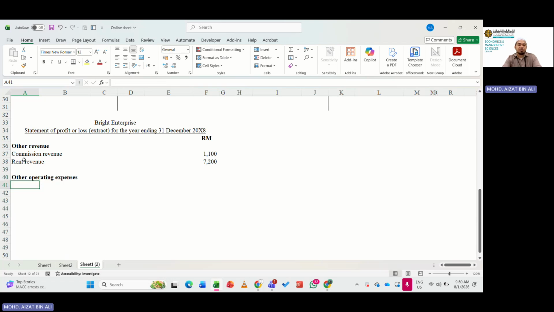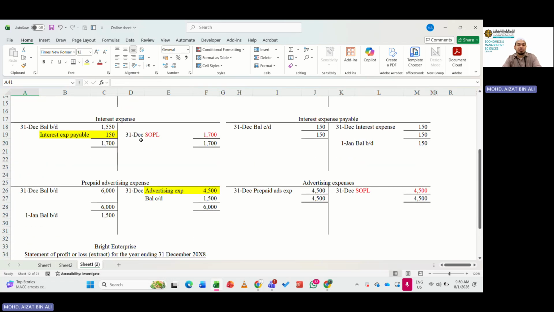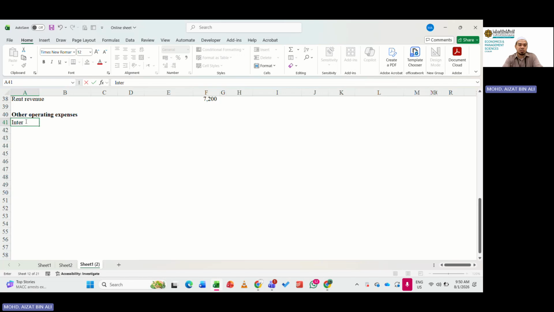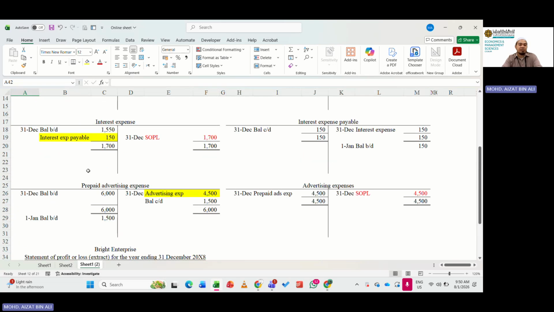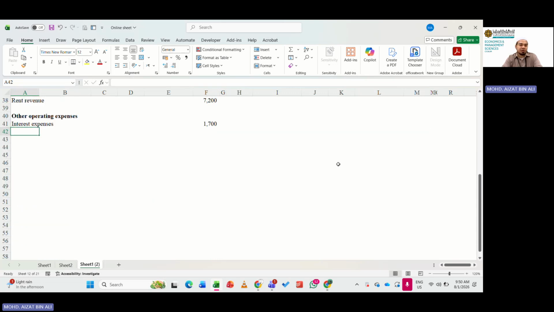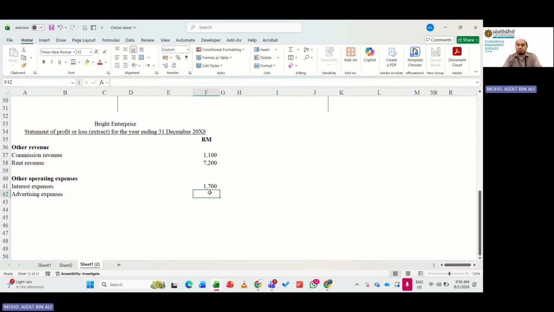Under other operating expenses, we have two accounts as well, two expenses. Firstly is interest expense. Again, reminder, take the one with SOPL because this is where it goes. Interest expenses, 1,700 ringgit. Then we also have advertising expenses, 4,500 ringgit. So this is our statement of profit or loss, the extract of it, by the way.